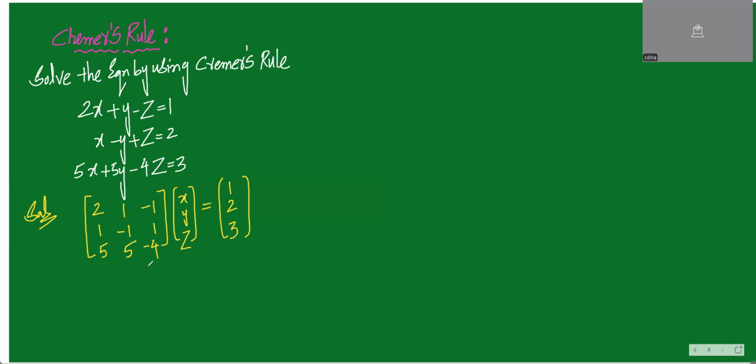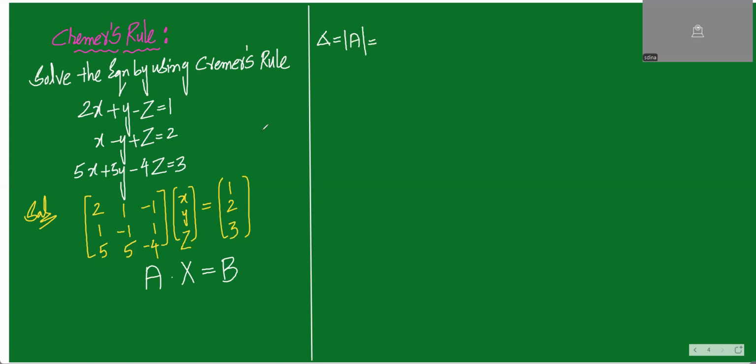So this should be in a matrix form. The representation of matrix form will be like that: A into X is equal to B. This is called the matrix form. Okay. Now we have to find out the determinant of A. Determinant of A, mod A, is nothing but the determinant. I'll do it directly.